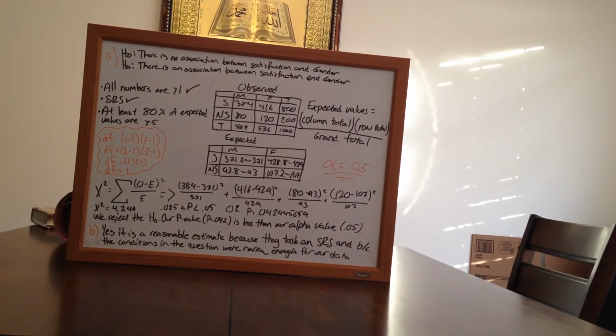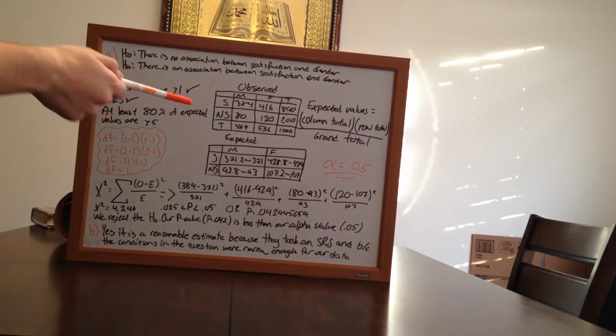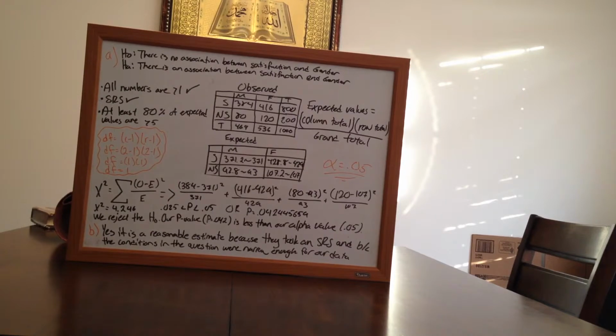But to continue on, if we're using the calculator or the table, we would need to know the degrees of freedom. How do we find the degrees of freedom? For a two-way table like this one, we would do our column minus 1 multiplied by the row minus 1. In this case, there's 2 columns and 2 rows, so 2 minus 1 times 2 minus 1, which ultimately equals 1. So our degrees of freedom is equal to 1.